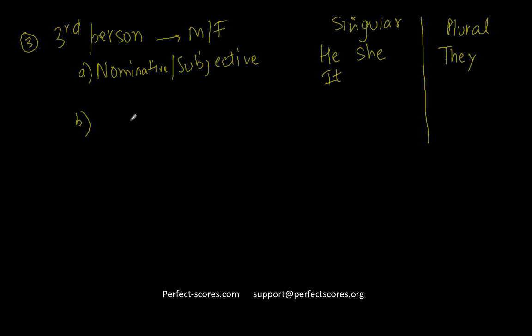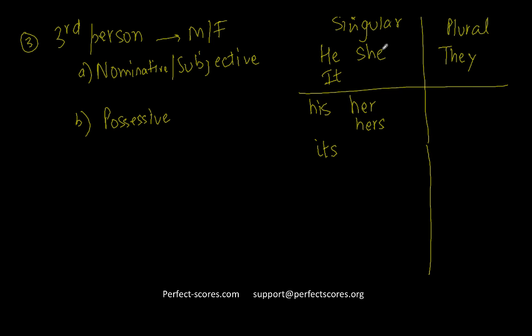And then the next one is going to be possessive. This is his book. This is her book. The book is his, the book is hers. The book is its. And when it comes to plural, this is their book. The book is theirs.